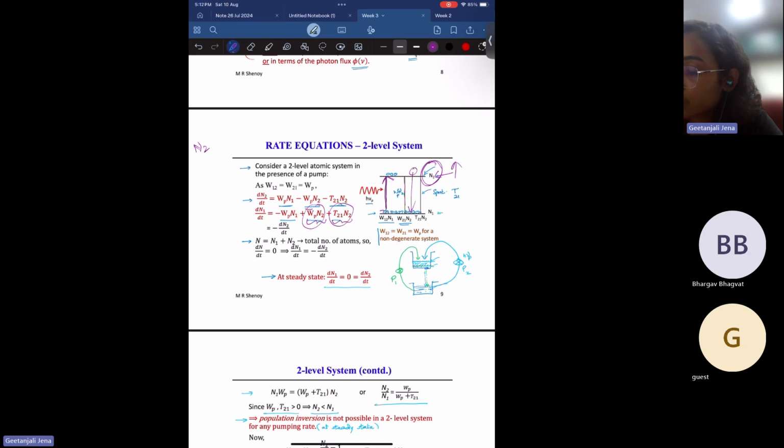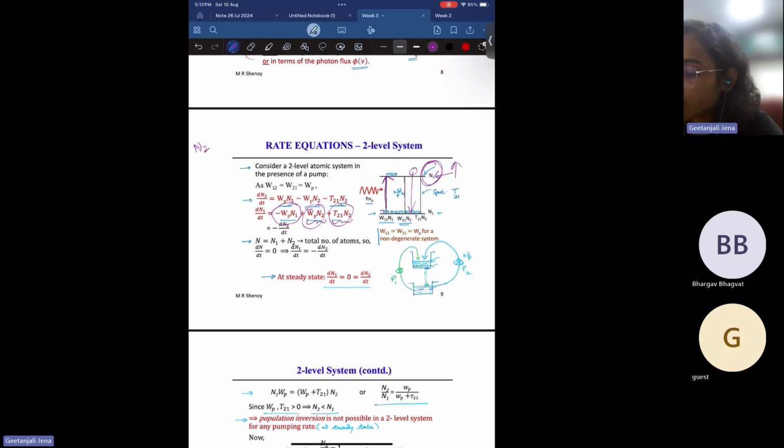Now the absorption process, which is happening from 1 to 2, will decrease the N1 population. That's why we have a negative term here, which is minus Wp N1. Okay. So now you can easily see dN1 by dt is the negative of dN2 by dt. Now if we have a steady state, the number of atoms in both of these levels will remain constant.